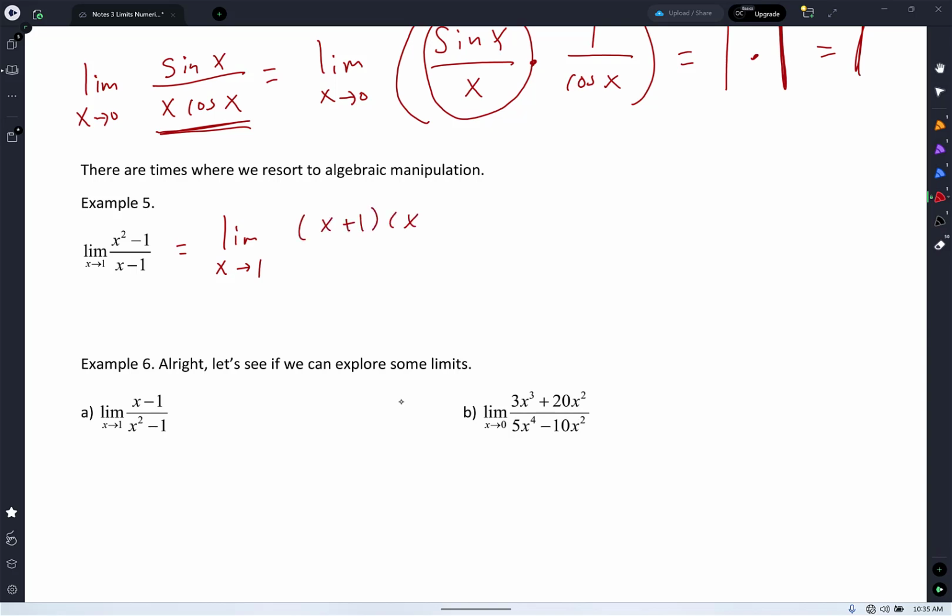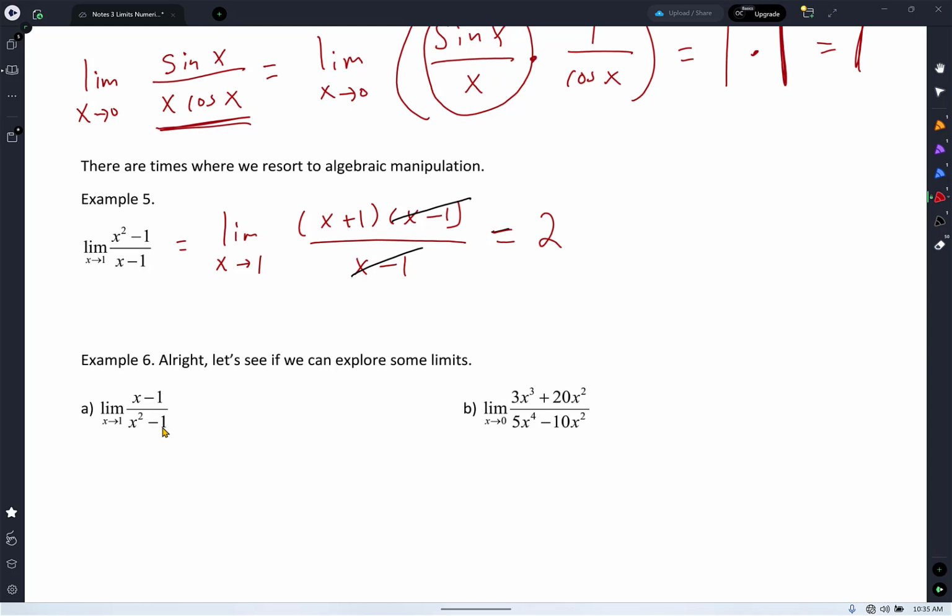X plus 1, x minus 1. This is a product all over x minus 1. What do you notice about your factors? You can cancel out which factor? Now that I've canceled out my x minus 1 factor, can I do direct substitution now? What's 1 plus 1? There you go. Do you see how we did it?